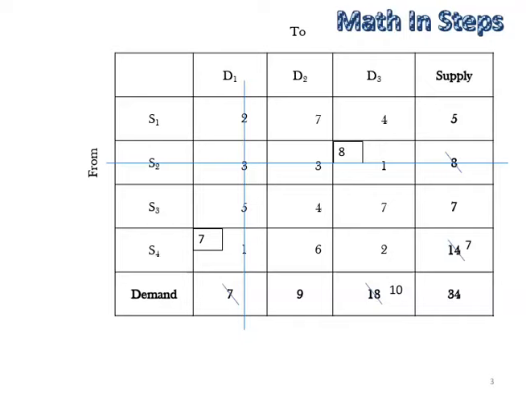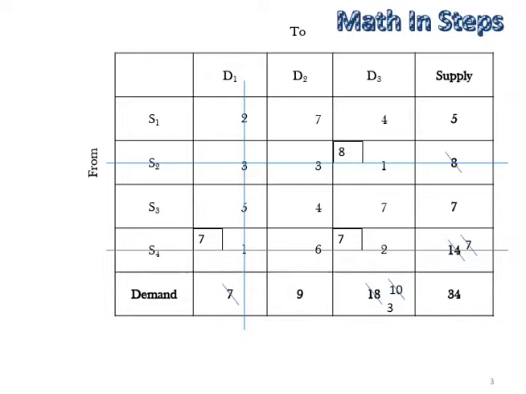Now for the remaining problem, we'll again see the least cost, which is 2 at S4D3 cell. Now here the supply is 7 and the demand is 10. So minimum of supply and demand is 7. So we will allot 7 here. With this, the supply of S4 will get completed, whereas for D3, 3 units demand will still be remaining. Now this time as S4's supply is over, we'll cancel the S4 row.